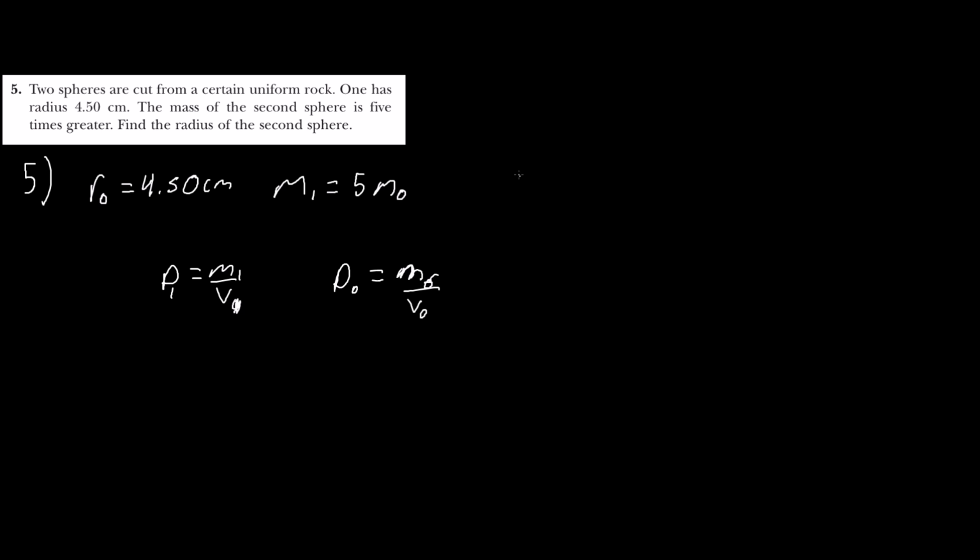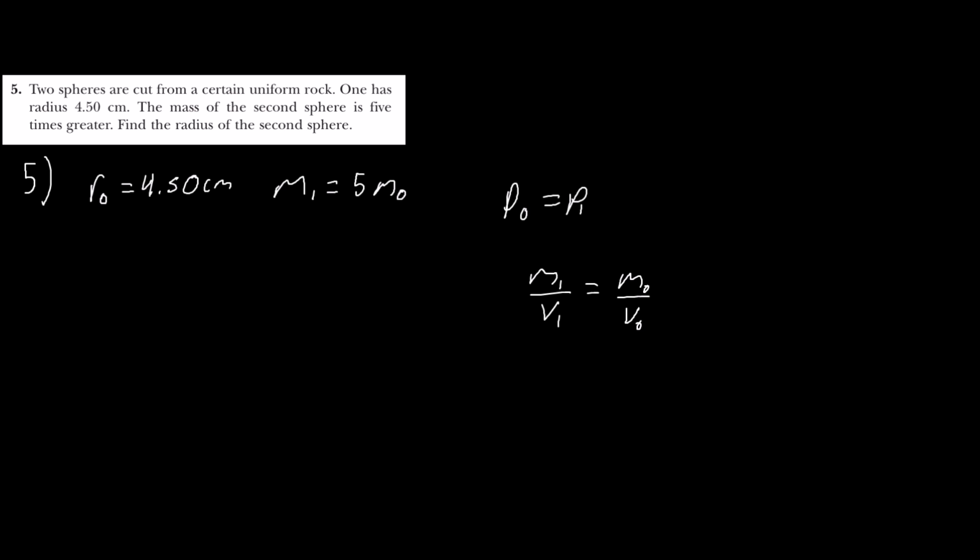Forgive me, folks, I have a hard time writing this sometimes. That means that the densities are going to be the same. And if the densities are going to be the same, all you have to do is put M1 over V1 equals M naught over V naught. And we're going to change the volume formula. Since the volume is going to be 4/3 pi r cubed, that means we're going into 4/3 pi r1 cubed for the first sphere, 4/3 pi r naught cubed for the second sphere. Now this is going to cancel regardless.